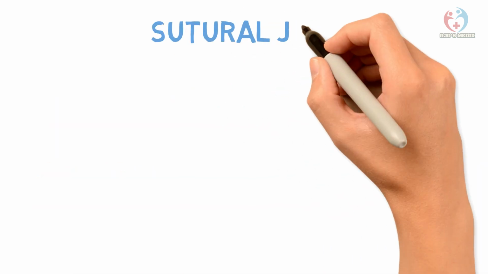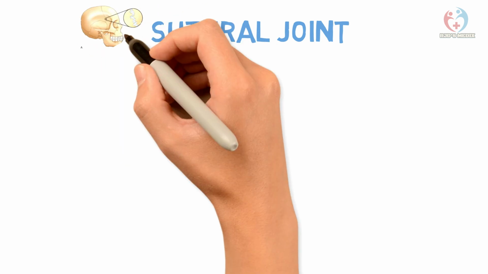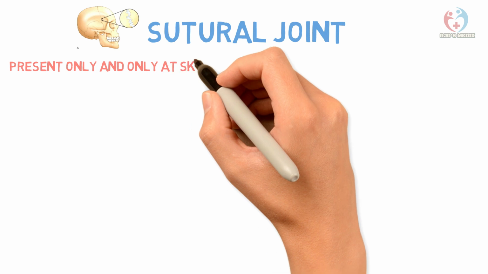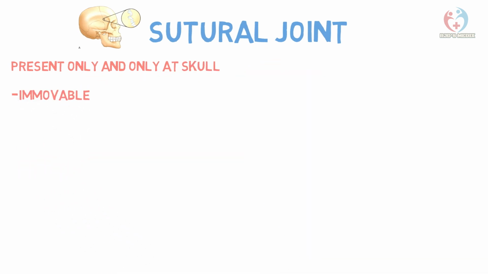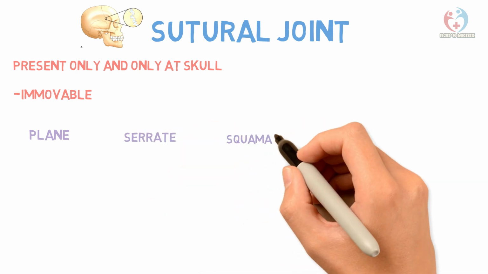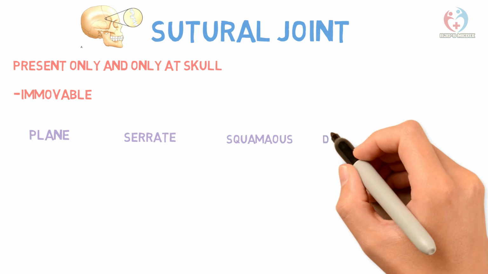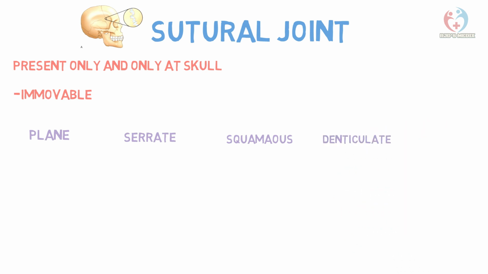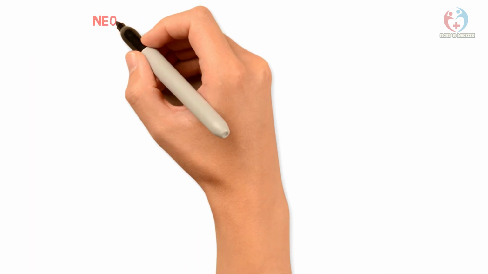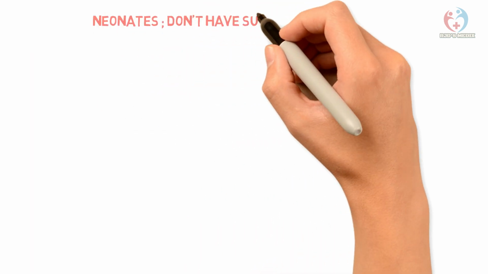The sutural joints are present only and only at the skull, and usually it is immovable because it is tightly bound with fibrous tissue. And according to the margins of the bones, the sutural joints are subclassified into plane, serrate, squamous, and denticulate. Neonates don't have the sutures like adults have.